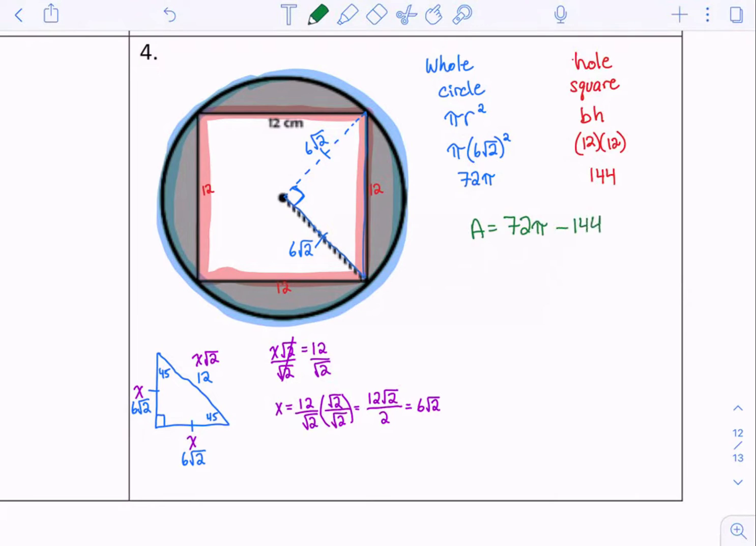Very important that you keep it in the correct order, because 72 pi, even though it looks like it's a smaller number because 72 is smaller than 144, 72 pi is actually, the value of this is larger than 144. So this is my exact answer right here. But if I were to round it, it's about how much? 82.2 to the nearest tenth. So if I had to round, there's my answer rounded.